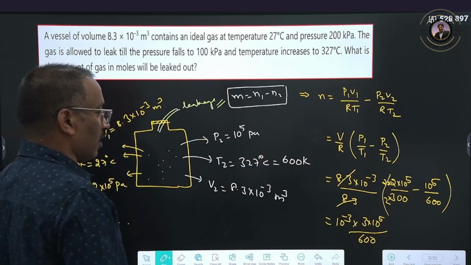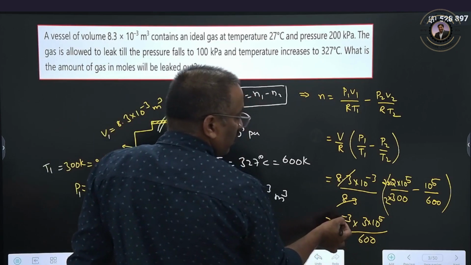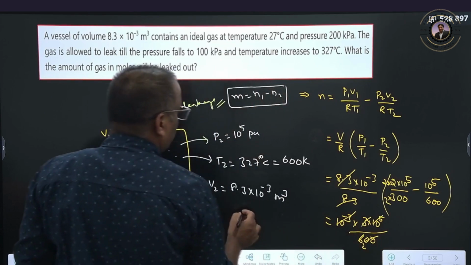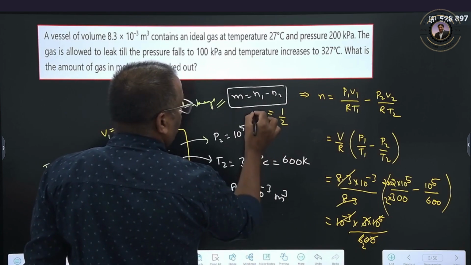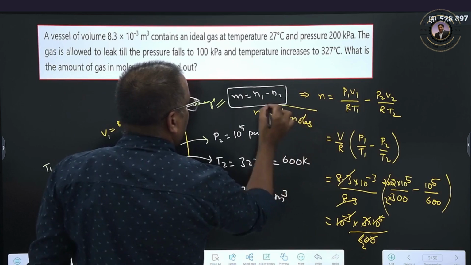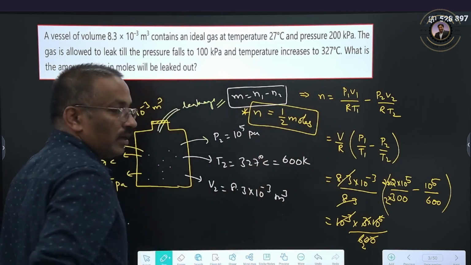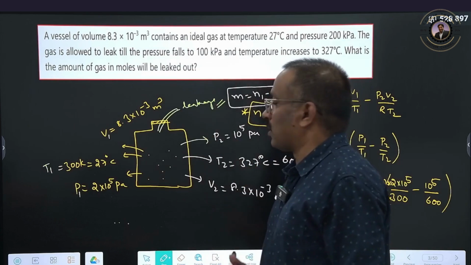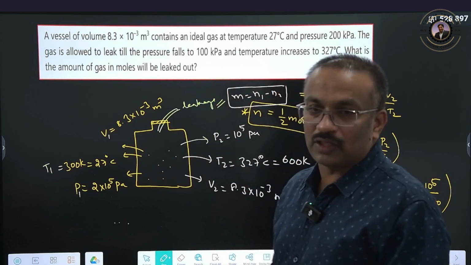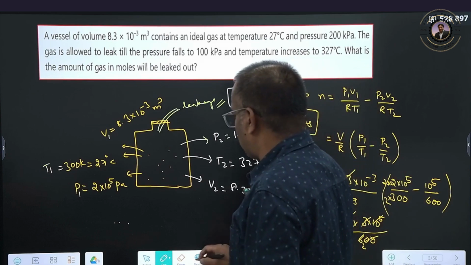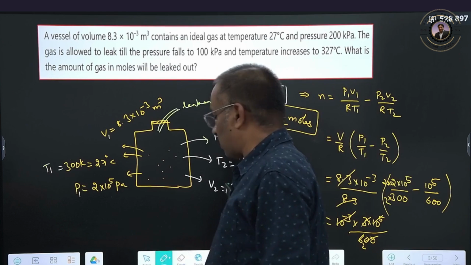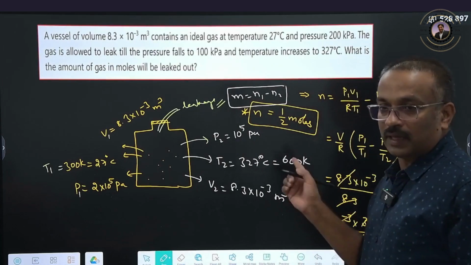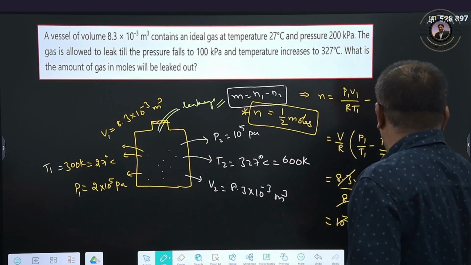Taking the two zeros of 600 to the top gives 10^-5 with 10^5, which cancel, leaving 1 by 2. So half a mole of gas leaked out. Half a mole of the gas leaked. Always calculate the number of moles for leakage of a gas. I think you got the clarity. Now we will go for one more question.